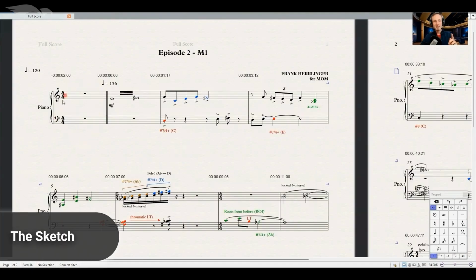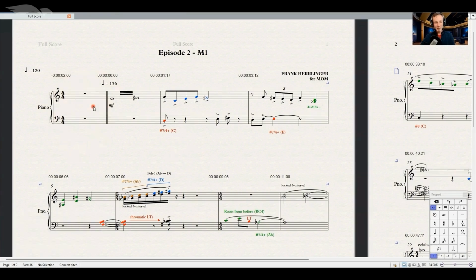Let me ask you, do you know why I have this empty bar in front of everything right there? I have a feeling that most of you know why that is. In case you don't know, this is really the 2-pop placeholder.